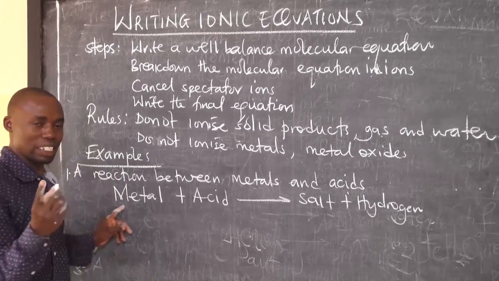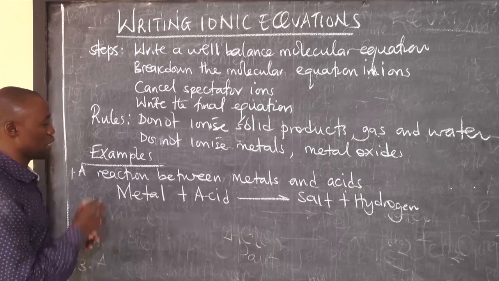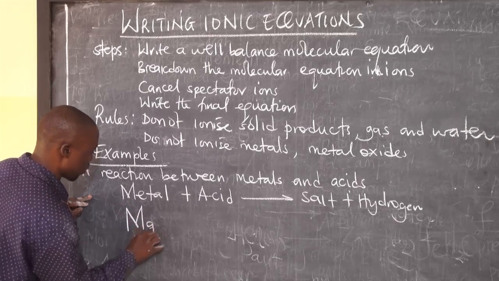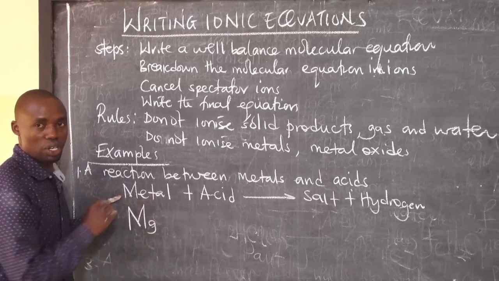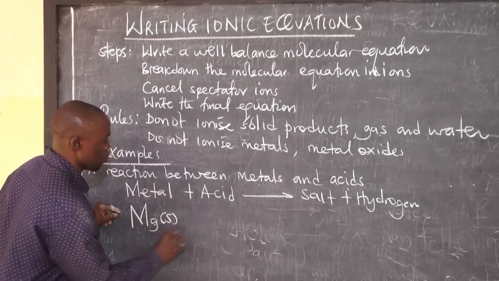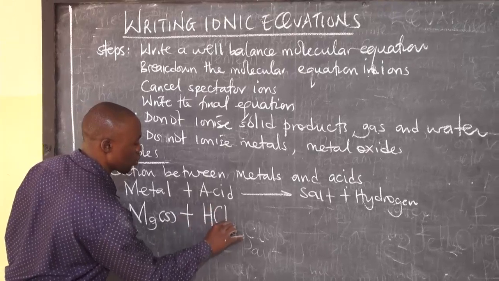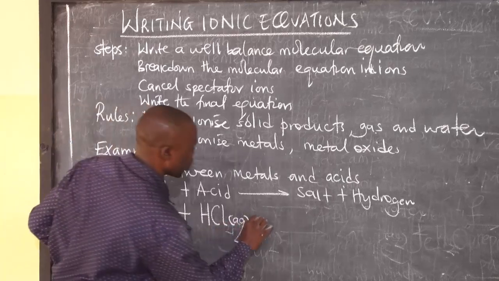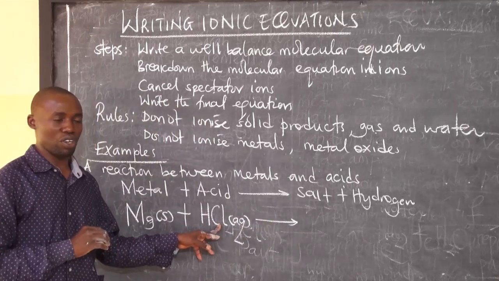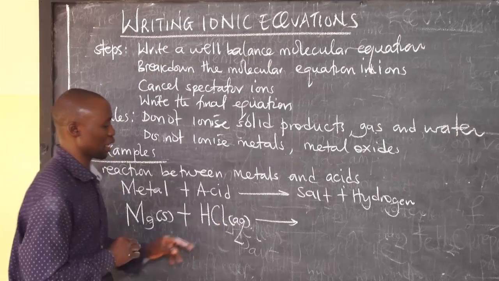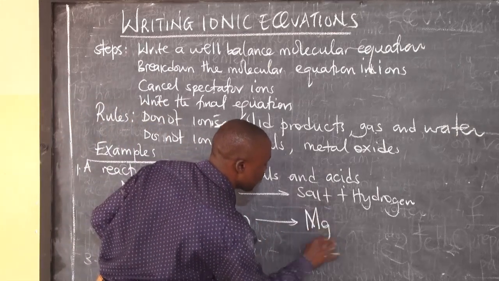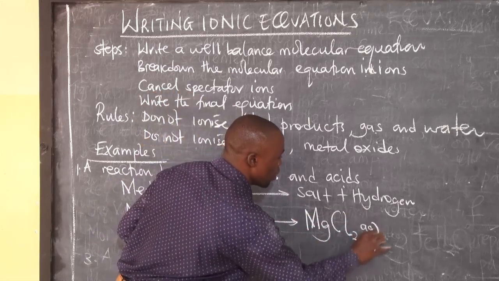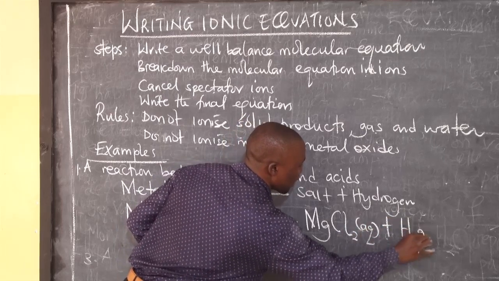Now, let's take an example of magnesium metal reacting with dilute hydrochloric acid. Magnesium metal is Mg. This is my molecular equation: Mg, solid, plus dilute hydrochloric acid, which is a solution. It has water, that's why you put aqueous for the acid. Salts from hydrochloric acid are called chlorides, so we shall see magnesium chloride here. We know the valence of magnesium is 2, chloride is 1, then plus hydrogen gas.